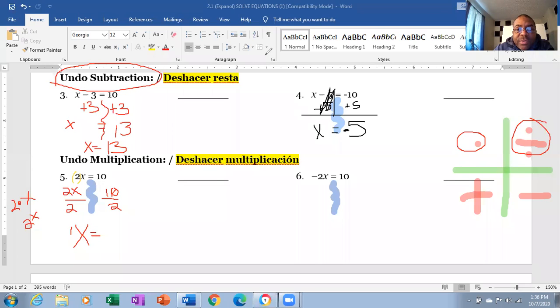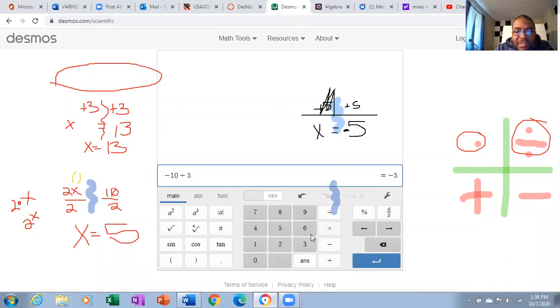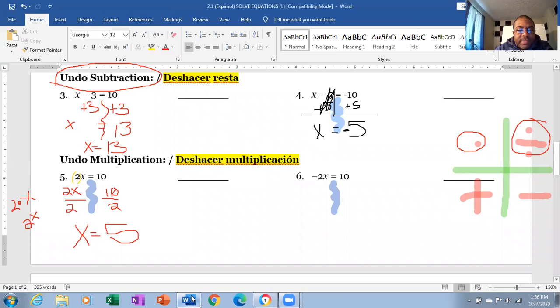And similar to our 0, if it's just a 1, we don't need the 1. So we can just have the x. And 10 divided by 2 is 5. Now, if you know your multiplication tables, that makes sense to you. But if you don't, let's just check it. 10 divided by 2, or 1/2 of 10, is 5. Perfecto. Okay, so x equals 5, and that's our answer.